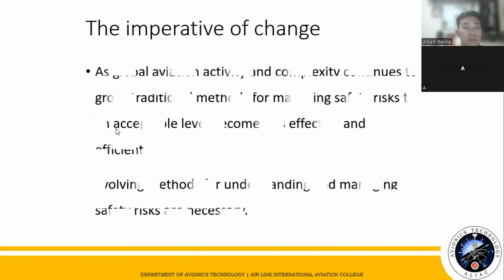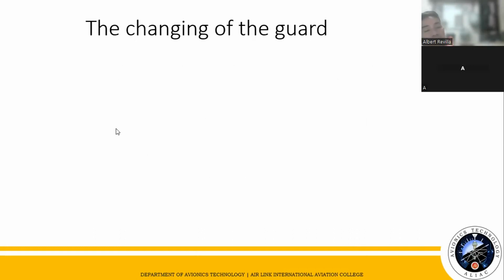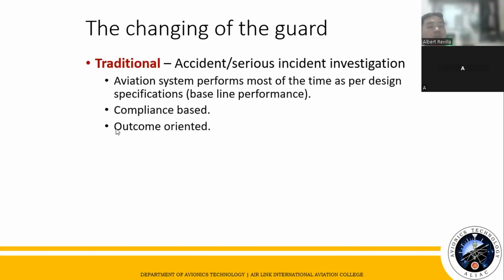In the imperative of change, as global activity and complexity continue to grow, traditional methods for managing safety risk to an acceptable level become less effective and efficient. Evolving methods for understanding and managing safety risks are necessary. So what do you mean by the changing of guard? In traditional accident or serious incident investigation, the aviation system performs most of the time as per design specification, compliance-based, and outcome-oriented. So yung pinaka-traditional.